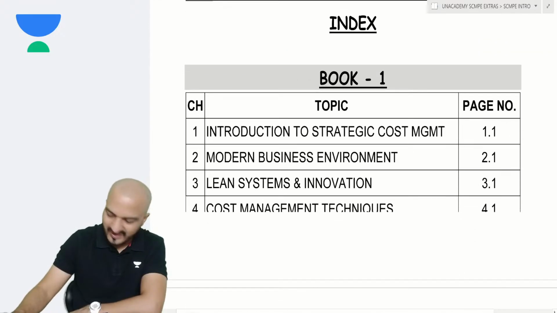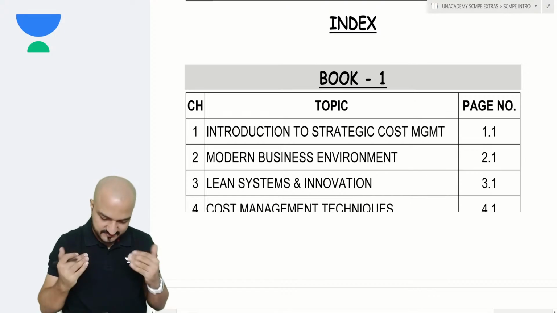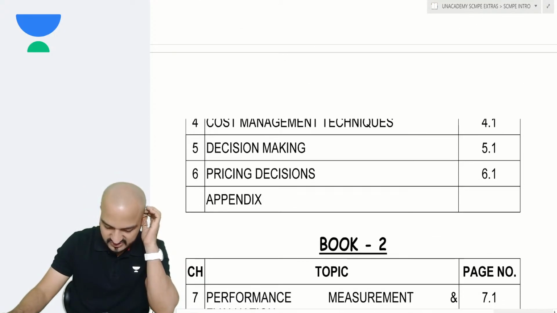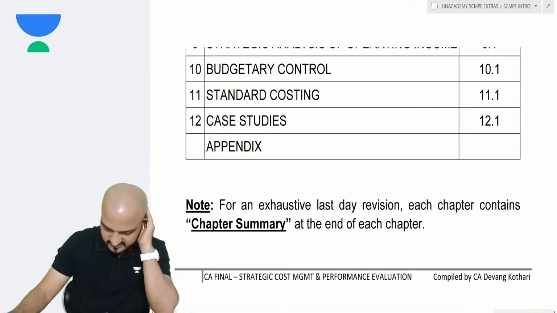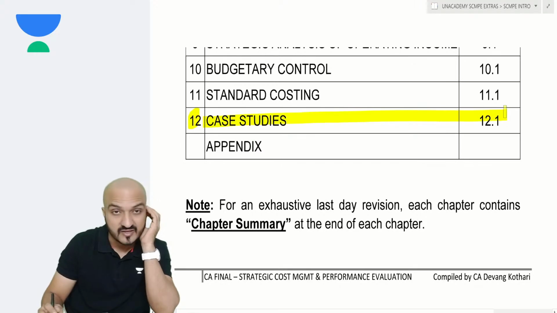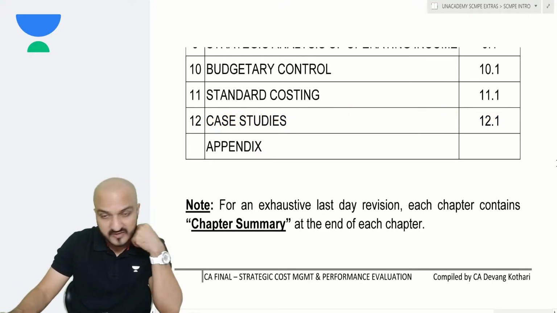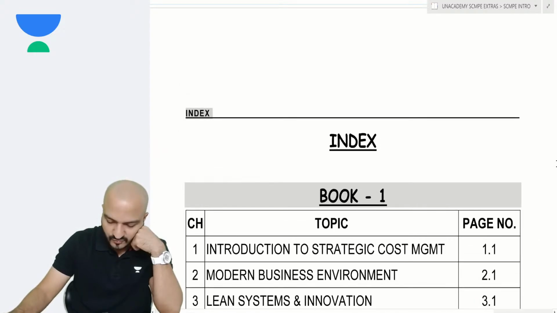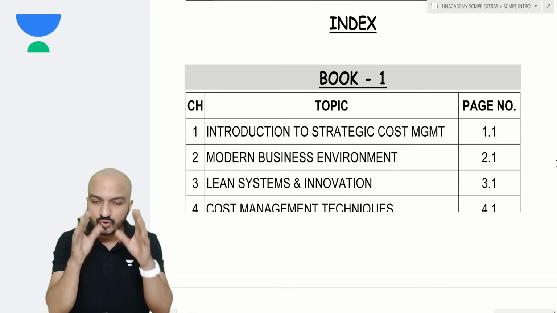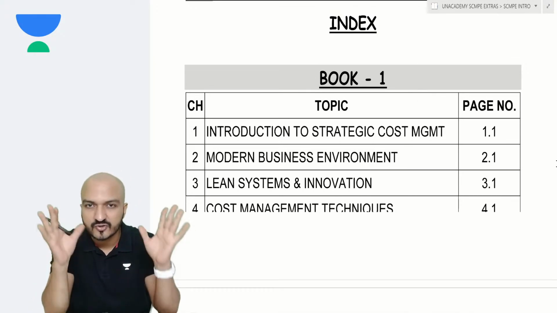Now let me give you an introduction of your syllabus. Your syllabus of costing contains a total of 11 chapters spread across like this, and the 12th one I have given in my book is additional case studies. The book that I'm going to give you, this is the index page of my book. It is an all-exhaustive book, such that if you do my book, then absolutely nothing else further you will need to do.